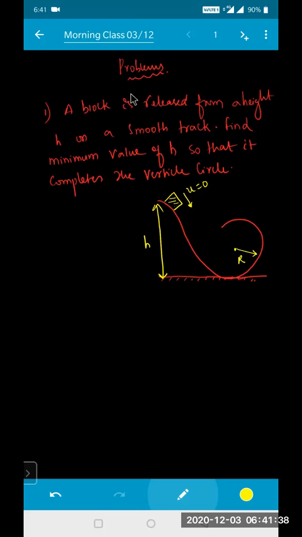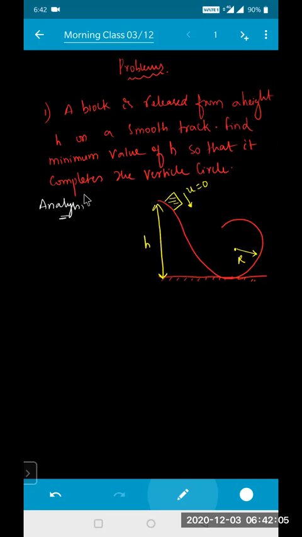See the question, beta. A block is released from a height h. From here it is released on a smooth track, that means there is no friction. Find the minimum value of h so that it completes the vertical circle. That means it comes here and goes around the vertical circle. So what is given?